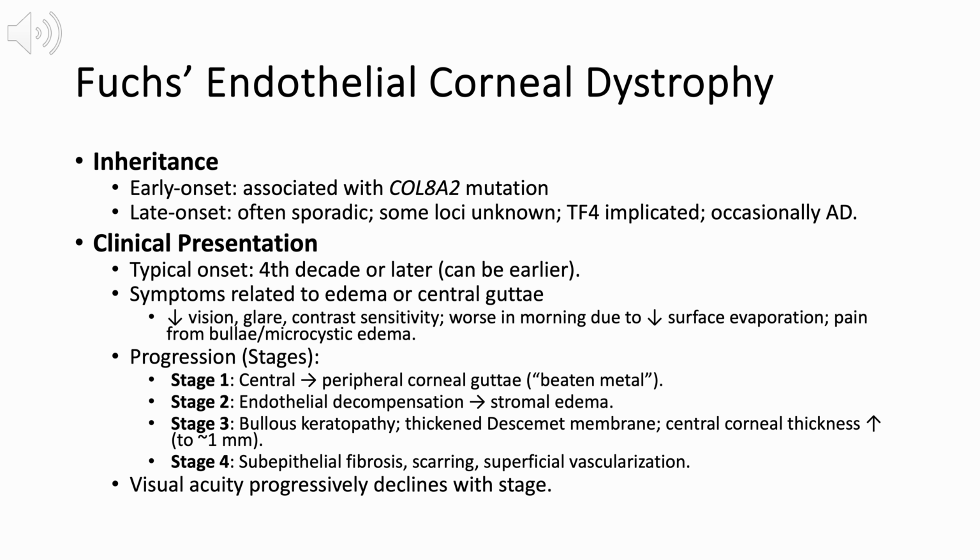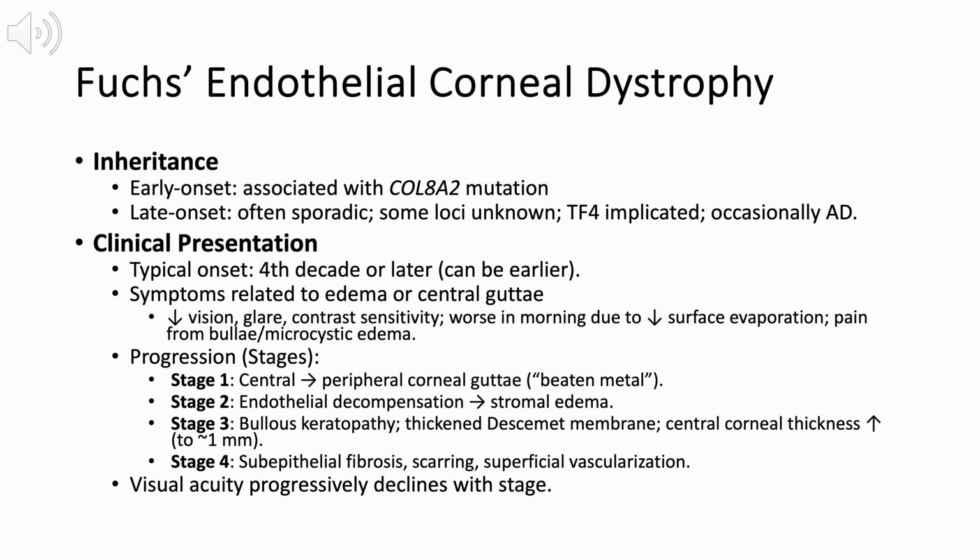The dystrophy progresses through 4 stages. In stage 1, guttae appear in the central cornea and gradually extend peripherally, producing a classic beaten metal appearance. Stage 2 is characterized by endothelial decompensation, which results in stromal edema. By stage 3, patients develop bullous keratopathy, a thickened Descemet's membrane, and increased central corneal thickness, sometimes approaching 1 millimeter. Finally, stage 4 is marked by subepithelial fibrosis, scarring, and superficial vascularization.